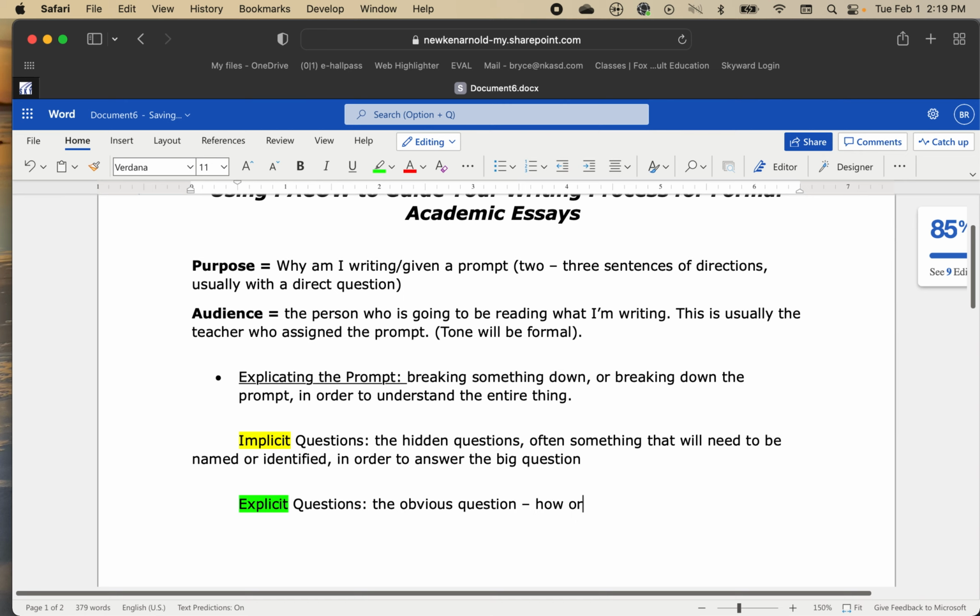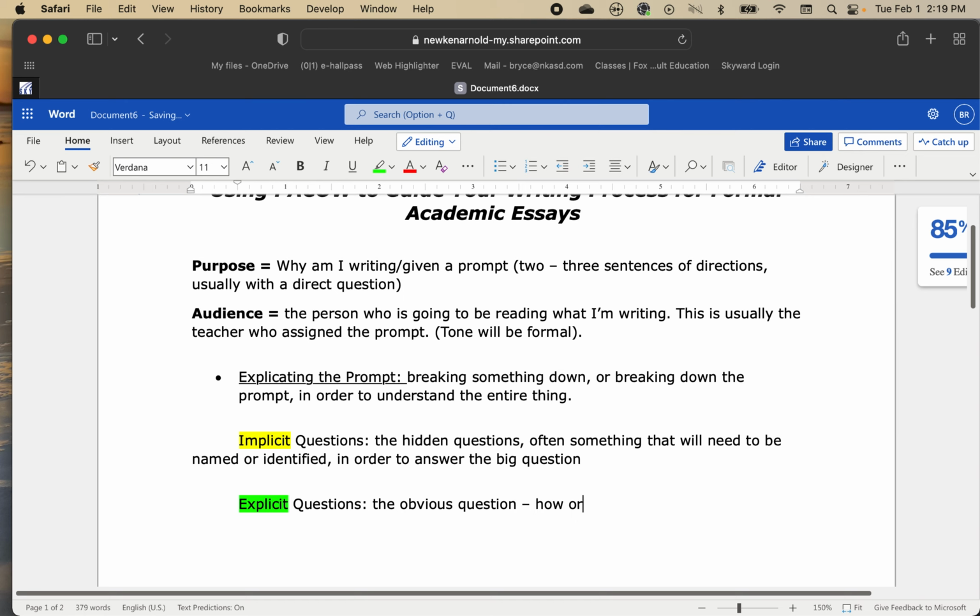Okay. Also, implicit questions, I'm going to go back here. There's usually two or more in the prompt. So the two or more of those questions in the prompt that I'll need to break down. And then the explicit is usually a how or a why, and there's usually only one of those.